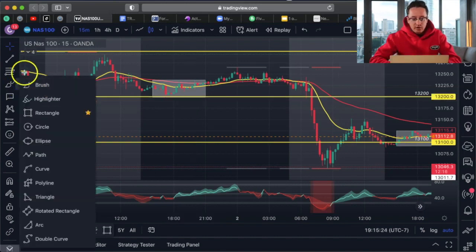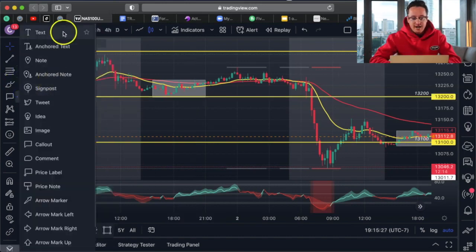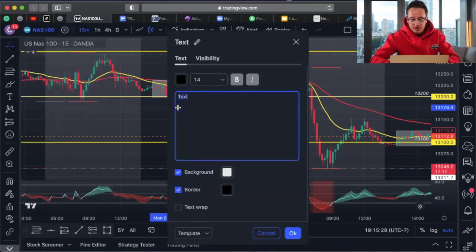Now let's go over the times to trade and the time frame. So I'm going to just put a text right here. So it's times we trade. The time that we're going to be focused on trading is 6:15 a.m.